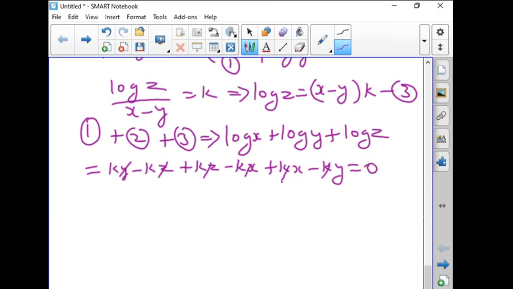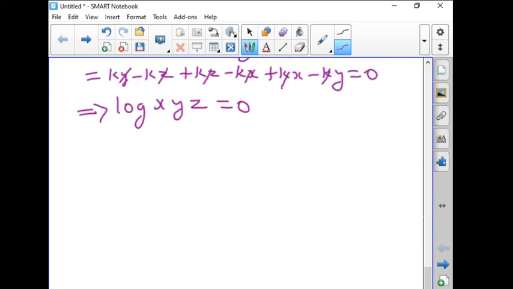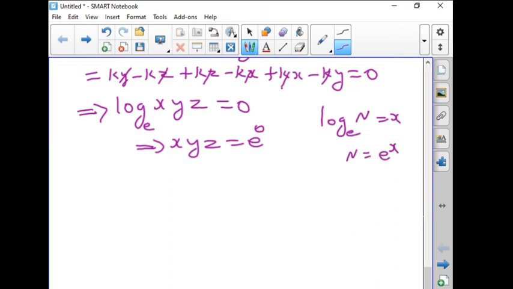And on the left hand side we can use the product rule. So using product rule we get log xyz is equal to 0. We have seen that if nothing is given as a base, we have to take it as e. Therefore, this gives us xyz is equal to e power 0. This definition we have seen, no? Log n to the base e is equal to x means n is equal to e power x. So using this we get xyz is equal to e power 0, that is xyz is equal to 1.